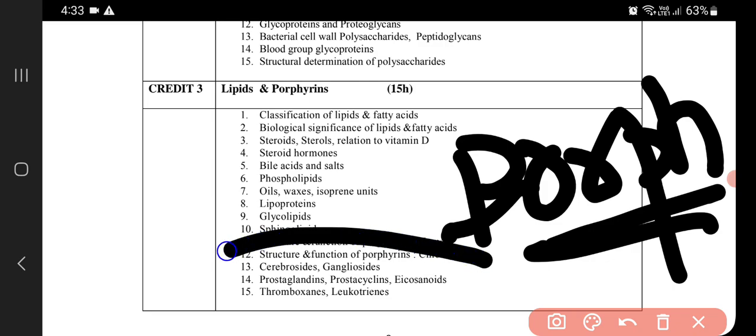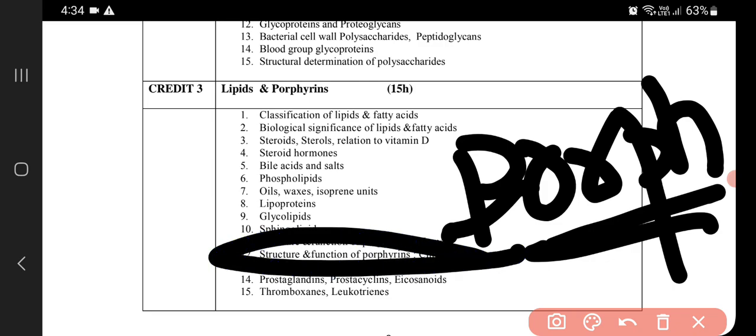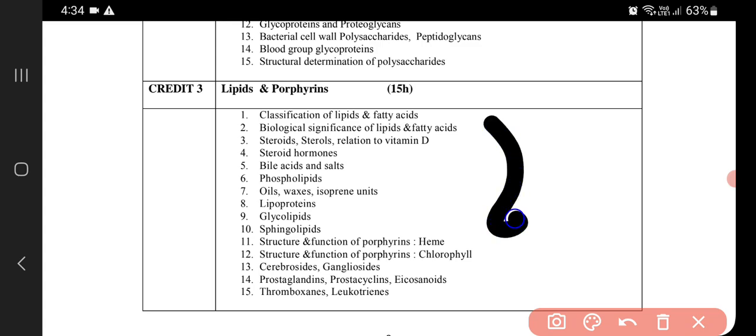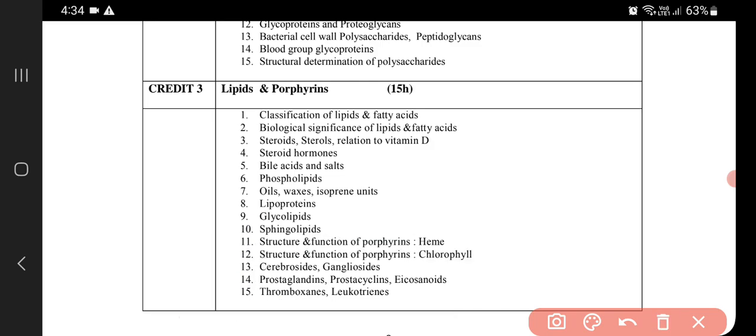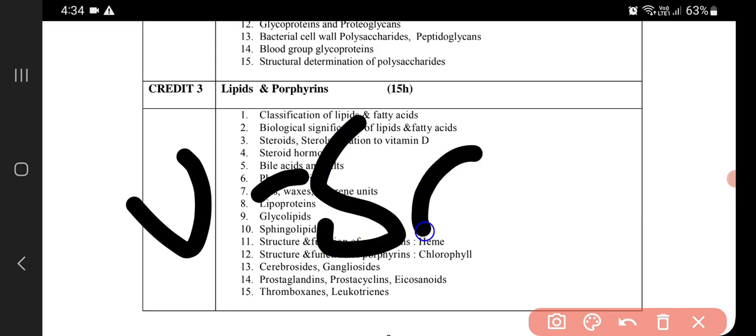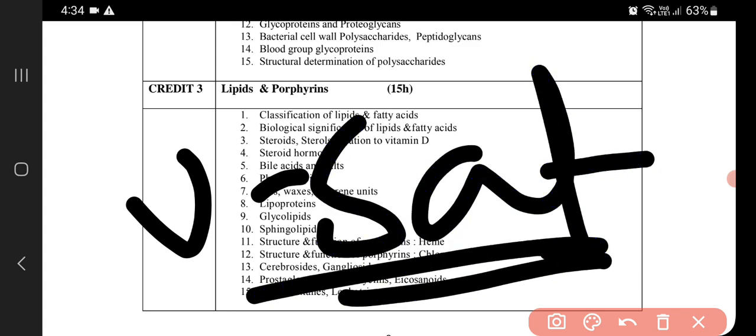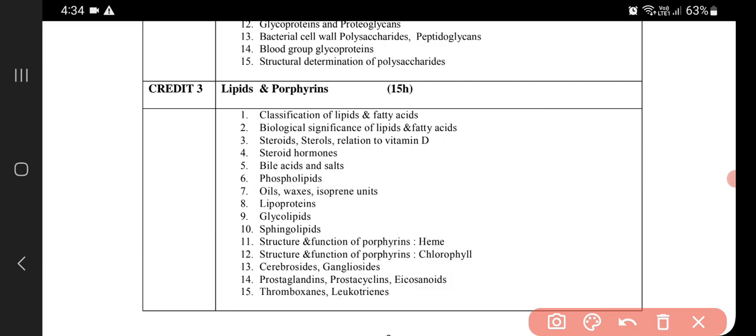And about chlorophyll we can learn from the internet as well, otherwise I'll give you these notes. And thromboxane, leukotriene, prostaglandin, cerebroside, ganglioside are present in your Satyanarayana. From that you can refer. So for paper 1 you need to refer to U Satyanarayana. It is the basic one, so you need to refer to U Satyanarayana. Some topics which I have mentioned, you will get from my notes. I'll give you those notes.